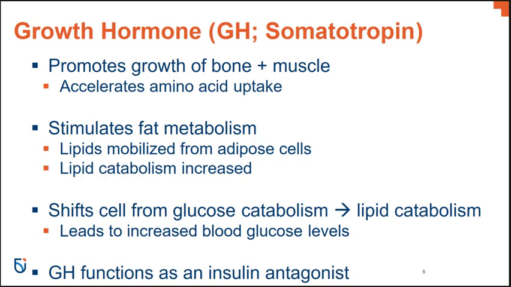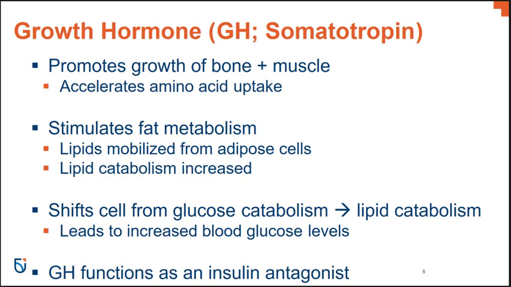Because of this lipid mobilization, this increase in lipid breakdown within cells, growth hormone is gradually shifting the body away from a normal glucose catabolism. Remember talking about glycolysis and using glucose as an energy source, and then the Krebs cycle and the electron transport chain. So it's switching from this glucose metabolism to a lipid metabolism, using lipids as the energy source for cells to make energy, as opposed to glucose.